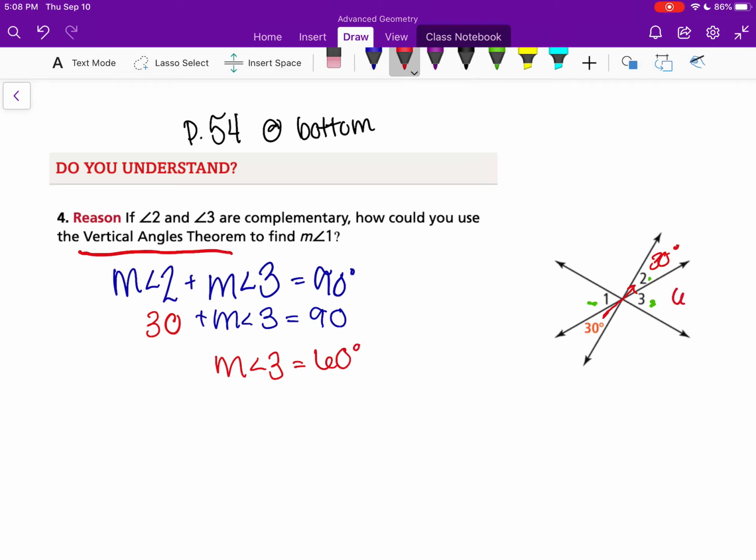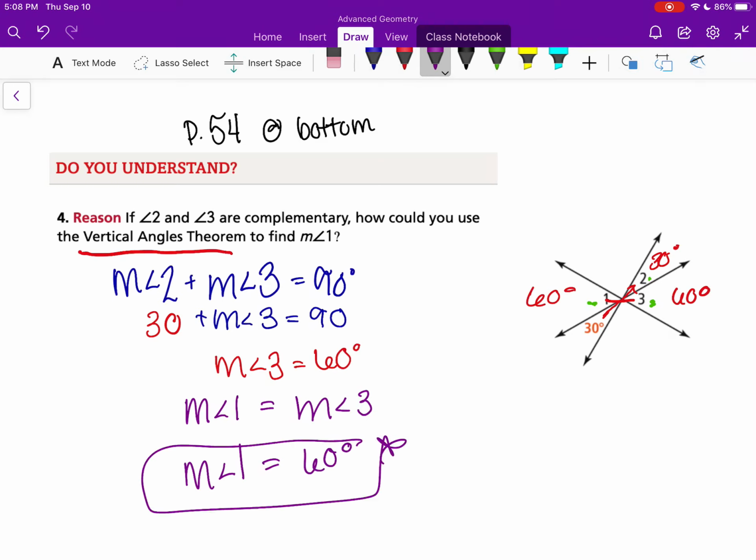So now we know this is 30, this is 60, so what must this be? 60. And we know that because the measure of angle 1 is equal to the measure of angle 3 because they are vertical angles. Therefore, the measure of angle 1 must be 60 degrees because of that vertical angle theorem where the vertical angles are congruent. So you've got some practice before you move on to the second part of this lesson, which is proofs. Do your practice problems. It's going to have you use the reasoning of vertical angle theorem.